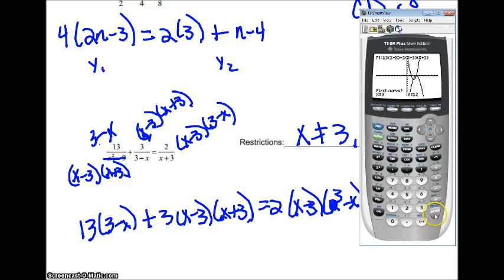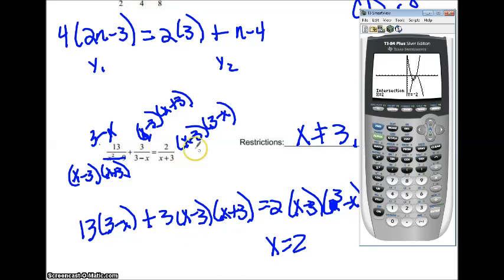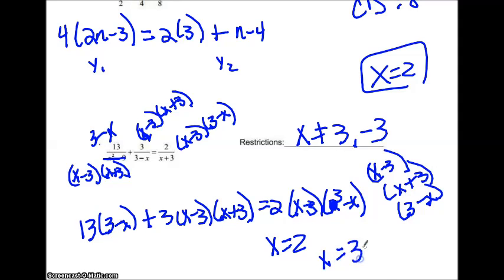Looks like they're going to cross twice. That means 2 answers. First one is x equal 2. Do this again. Second calc 5. Move over to the right-of-ways. Enter, enter, enter. And x equal 3. So those are your 2 solutions.